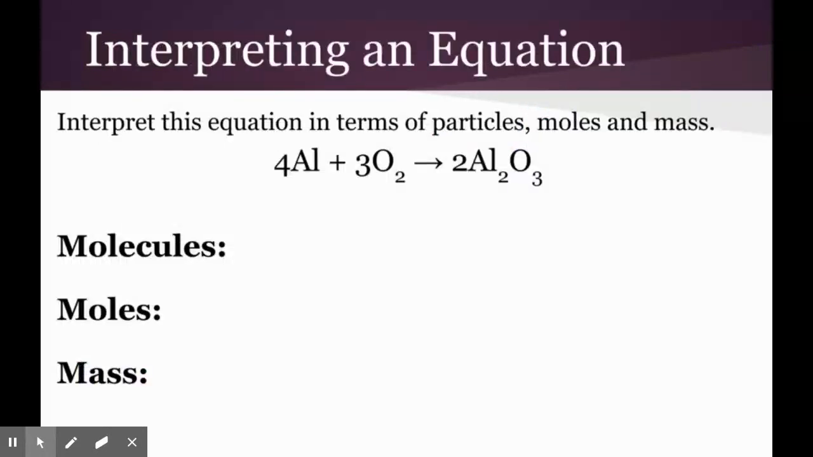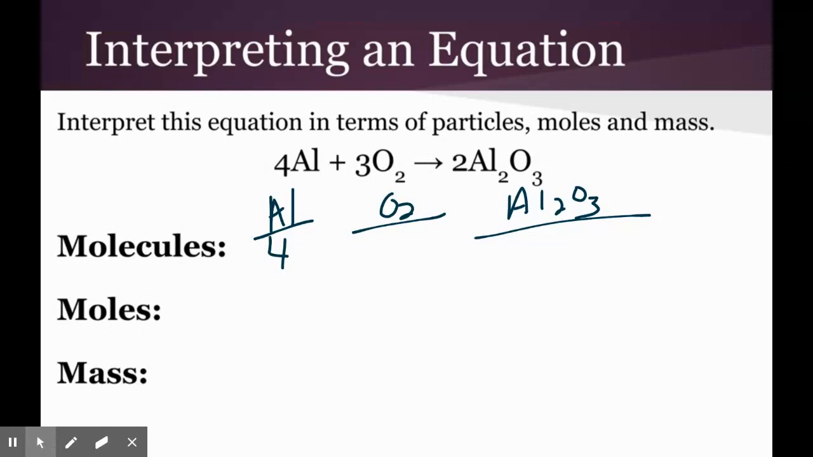So now we want to look at all of the different parts of the reaction. So we're going to look at molecules, moles, and mass for each reactant and product. Okay. So the coefficients tell us the number of molecules. So there are 4 molecules of aluminum, 3 molecules of O2, and 2 molecules of Al2O3.